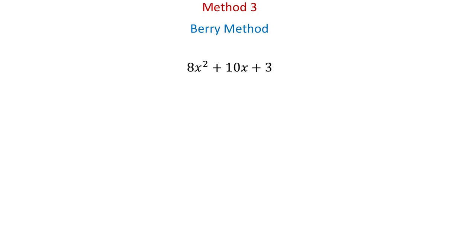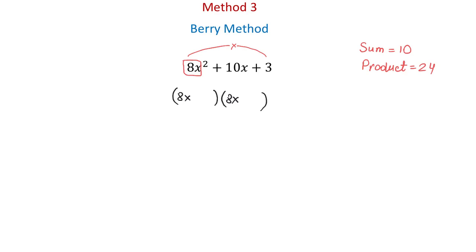Method 3 is the Berry method, and with this method we will start two sets of parentheses, and in each set we will write 8x. And 8x comes from the very first term without taking the exponent. Now the numbers that have to go in each parenthesis next to 8x, we will find them by using the sum and the product. The sum of the numbers we are looking for will be 10, and the product will be 24. And again, 24 comes from multiplying 8 and 3. 8 times 3 is 24.